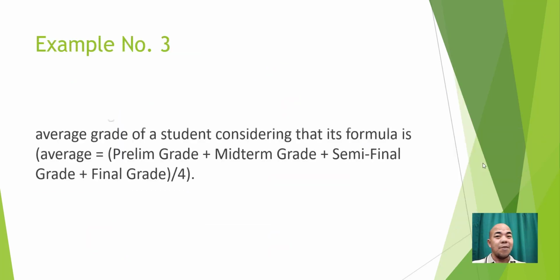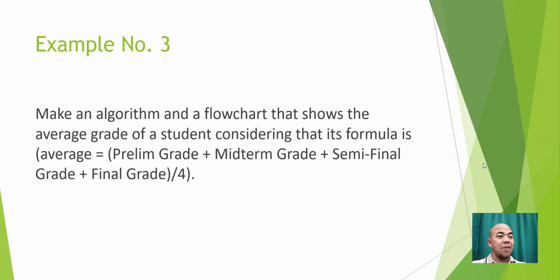Now, for example number 3, make an algorithm and a flowchart that shows the average grade of a student, considering that its formula is: average is equal to prelim grade plus midterm grade plus semifinal grade plus final grade divided by 4, since we're looking for the average. So we're going to add all of these, prelim grade, midterm grade, semifinal grade, and final grade, add all of these, then divide by 4.